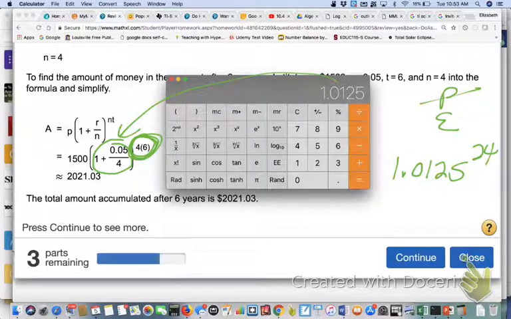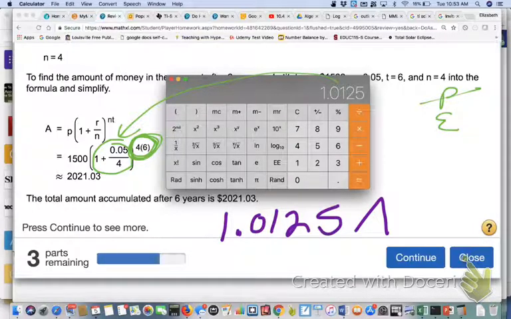On a scientific calculator, the way that you might raise this to the exponent is that you might have a button that looks like a little arrow. It's called a caret. So you would type 1.0125 and that little caret button to the 24th. My calculator, though, has a little button right there, which is telling me to raise something to a power. So that's what I'm going to do.